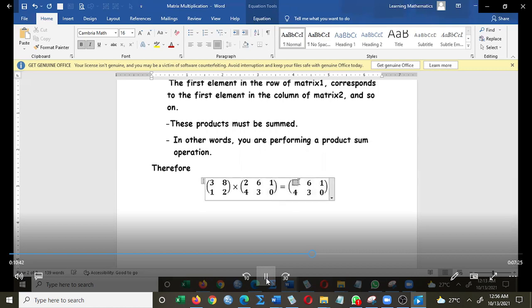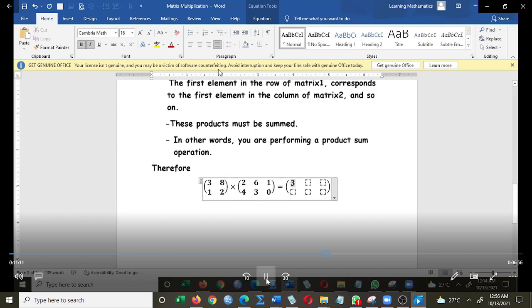So let's empty this first to put our product sum. So in each square you see, we're going to put a product sum. We have to get 6 elements in our result. 1, 2, 3, 4, 5, 6. And to find each one of them, we have to do a product sum. Multiply and add.